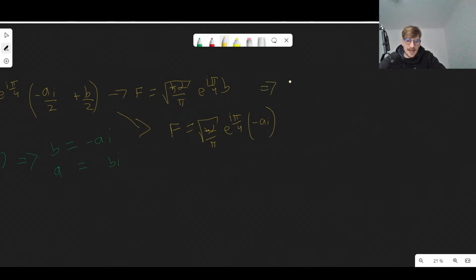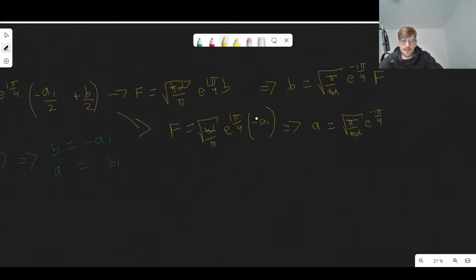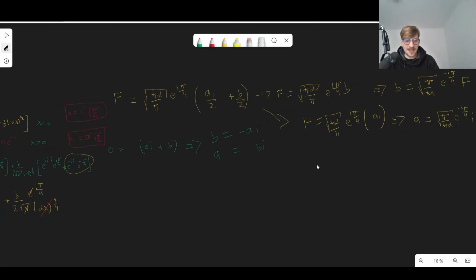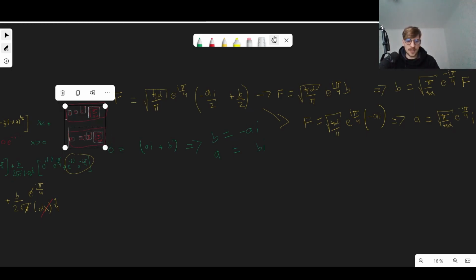So now let's go and find B. B is going to be the square root of π divided by ħα times e^(-iπ/4) times F. And then from here we see that A is going to be the square root of π over ħα e^(-iπ/4), and we need to multiply by i, so we get rid of that minus sign. So this is positive, so we get i times F. Okay, now we want to plug this into our expressions for B and C. So maybe let's take these expressions and bring them a little bit closer so that we can actually use them.